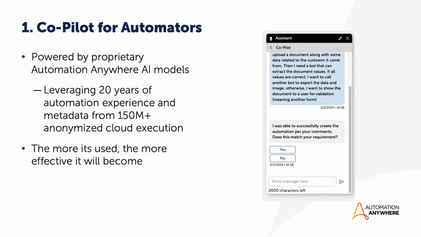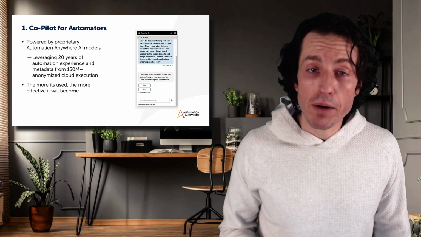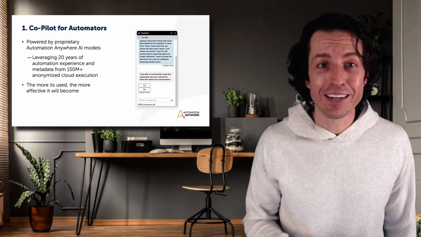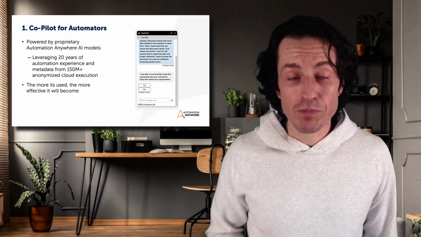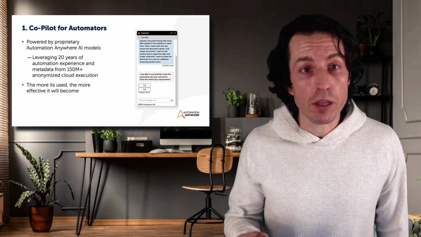But let's be real, we all want to talk about what's happening behind the scenes when you actually use this stuff, right? Well, the reality is Automation Anywhere has created a proprietary automation development AI model leveraging 20 years of automation development experience and our rich anonymized metadata from over 150 million, that's right, I said million, automation runs in the cloud. The coolest part? This will continue to improve as more and more people use it.